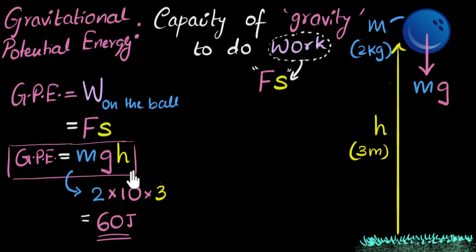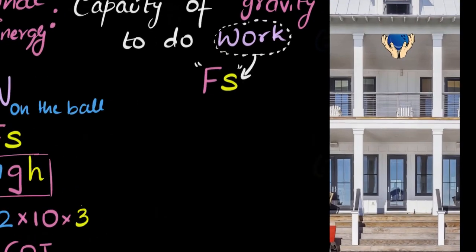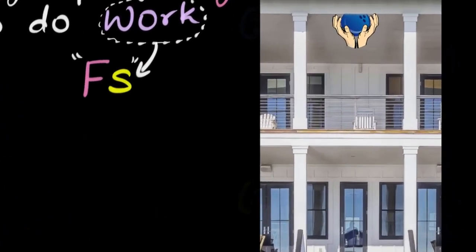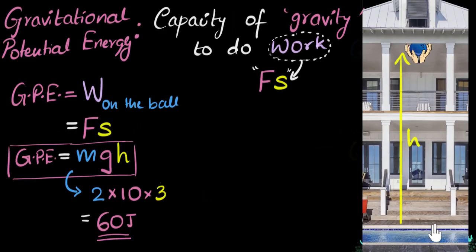Now, before we wrap up this video, one doubt I always had is, should I calculate this height always from the ground itself? Here's what I mean. Imagine I'm holding a bowling ball on the first floor of a building. Now to calculate the potential energy over here, should I calculate the height from the floor of that room? Or should I calculate the height from the ground floor of that building?